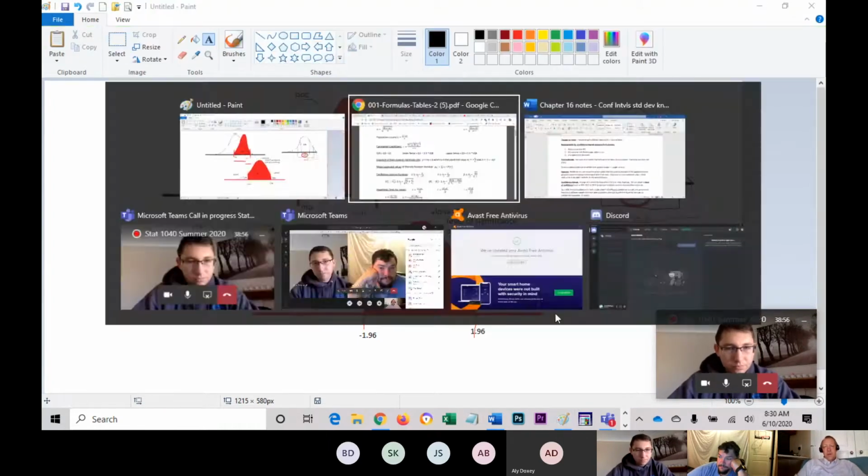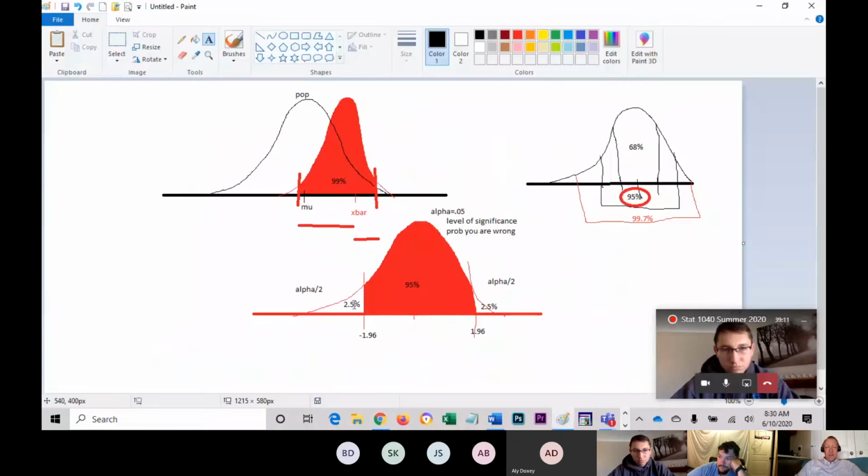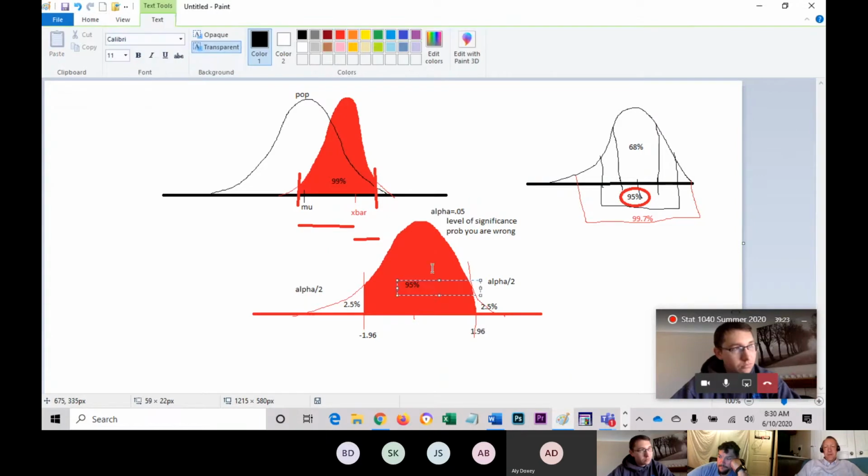So when you're first looking at a significance thing, the idea here is we're going to take half of our alpha, so that's why it has z sub alpha over 2 in both of these formulas, okay? Half of your alpha is going to be on the left, half of your alpha is going to be on the right. So in this case, 95% confidence interval, that means you're going to be right 95% of the time. You're going to be wrong 5% of the time.